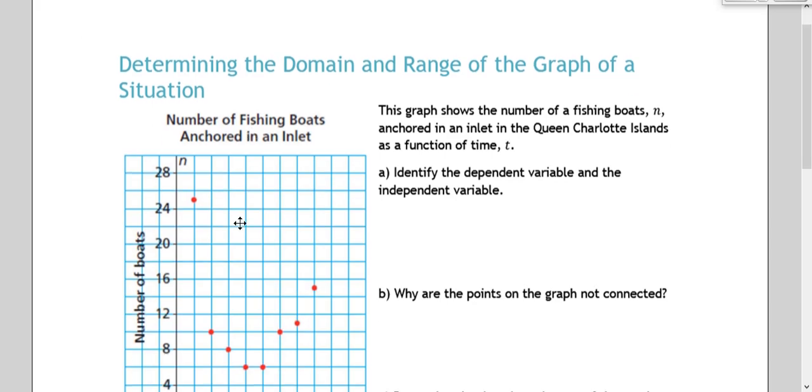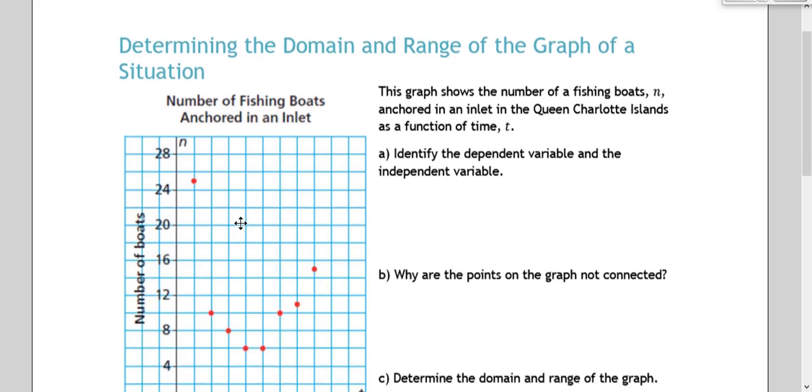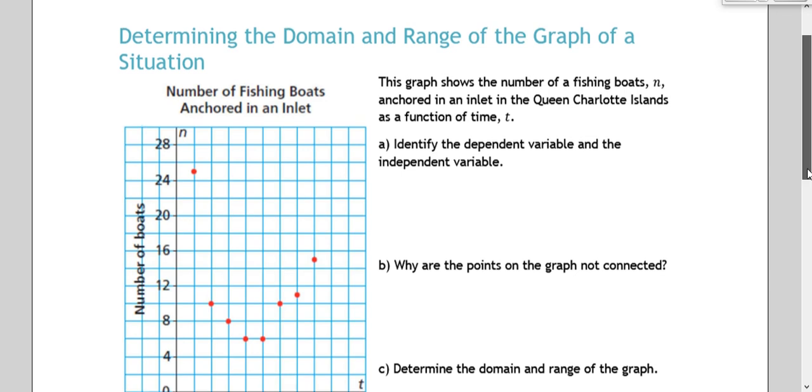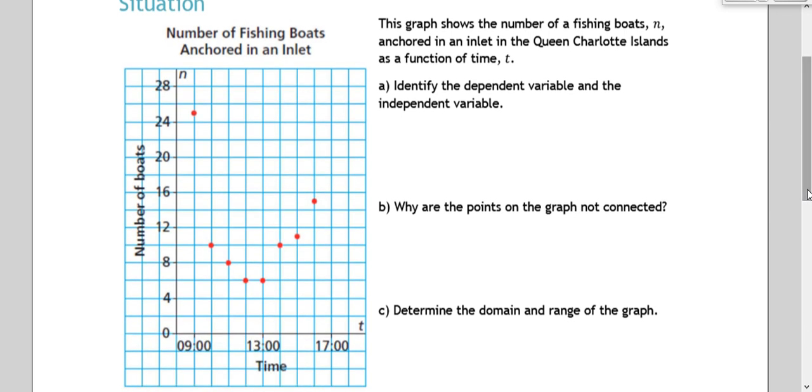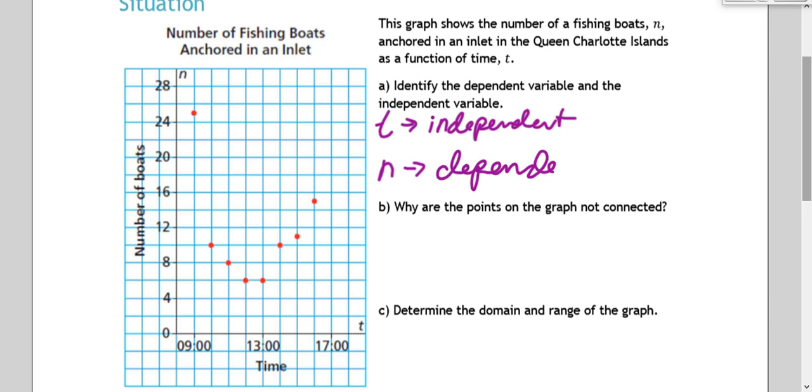So determining the domain and range from the graph of a situation. This graph shows a number of fishing boats anchored in an inlet as a function of time. So the independent variable is little t, and n is dependent. Why are these points in the graph not connected?